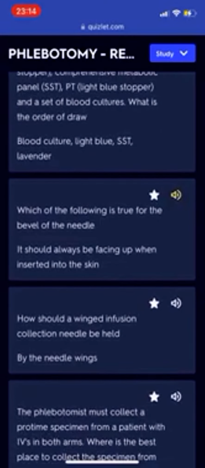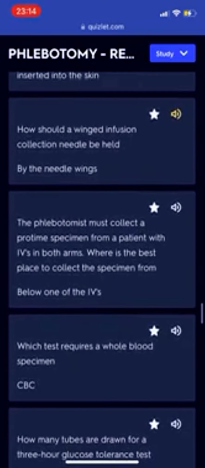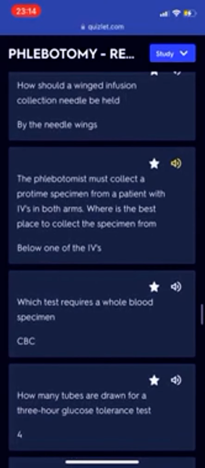Which of the following is true for the bevel of the needle? It should always be facing up when inserted into the skin. How should a winged infusion collection needle be held? By the needle wings. The phlebotomist must collect a specimen from a patient with IVs in both arms.